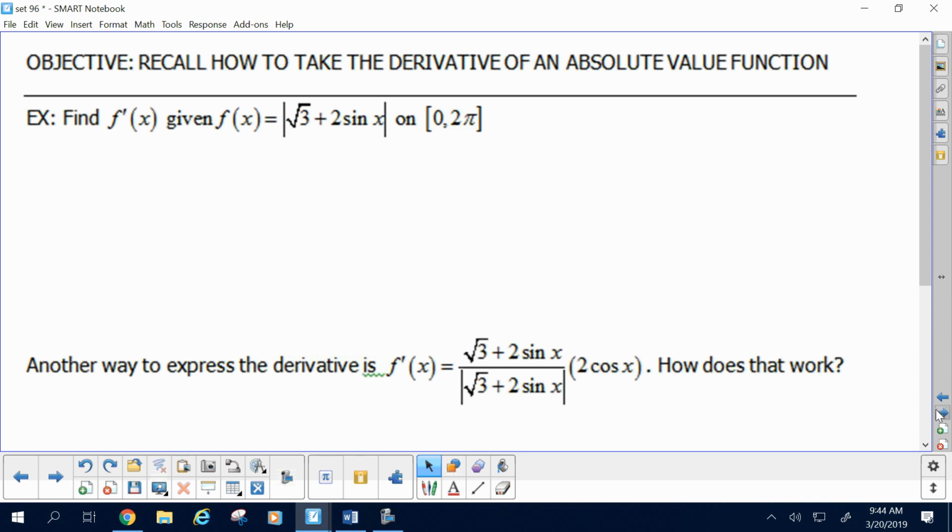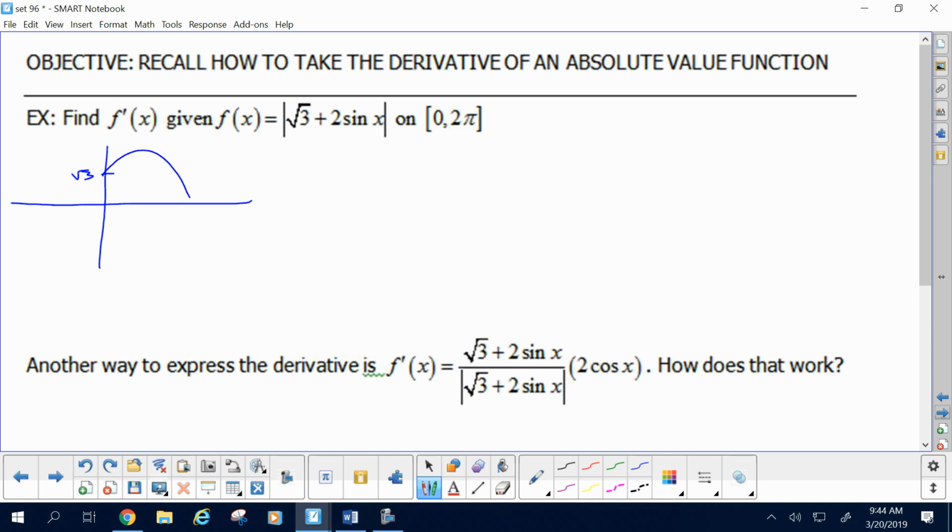¿Listos? Let's see. The graph's a little harder on this one, yeah?